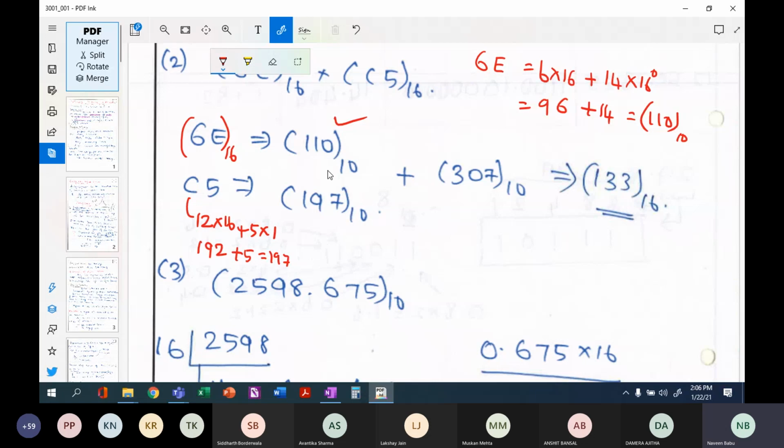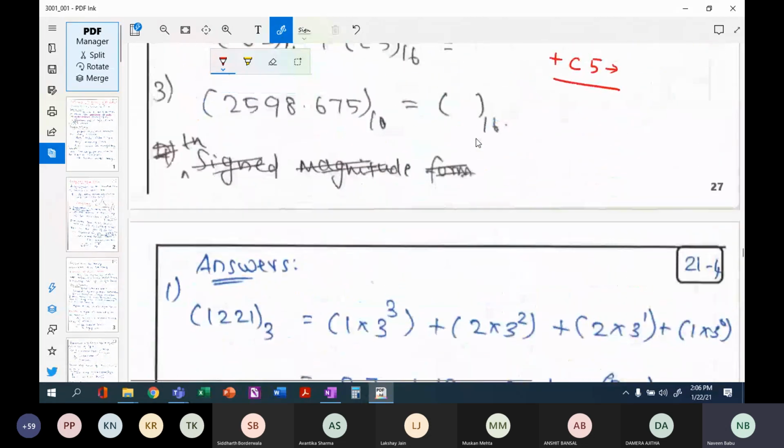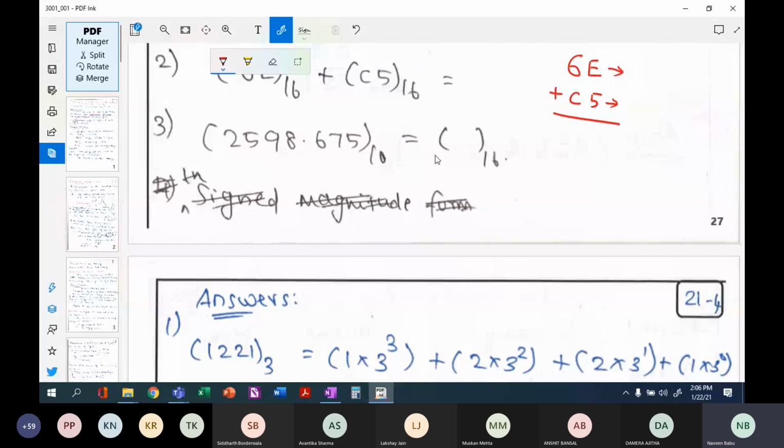So you got this, you add these two things. When you add these two things, the sum is 307 to the base 10. Now convert this back to the hexadecimal equivalent. So the hexadecimal equivalent will be 133. Okay, so this is how you do it. Similarly, the third problem. How do you convert the decimal equivalent to hexadecimal equivalent? So 259.675 is a decimal number. The hexadecimal equivalent, you have to do similar to what you did in binary equivalent.